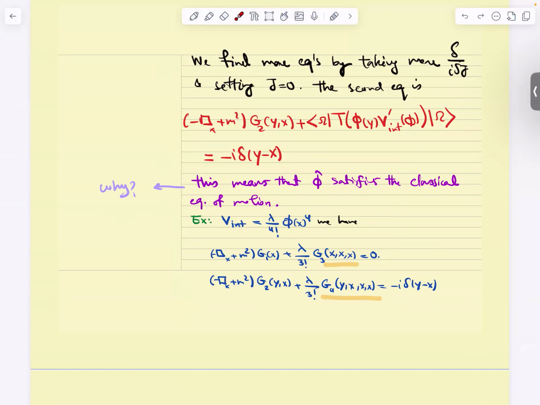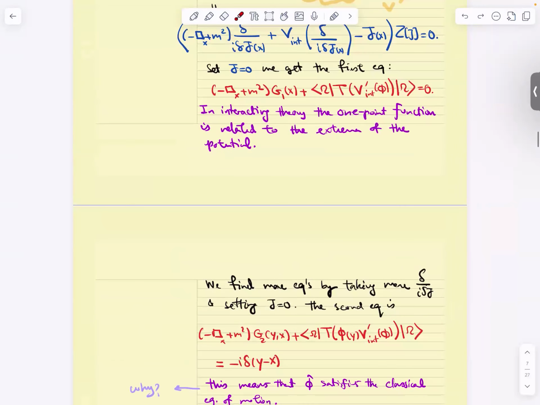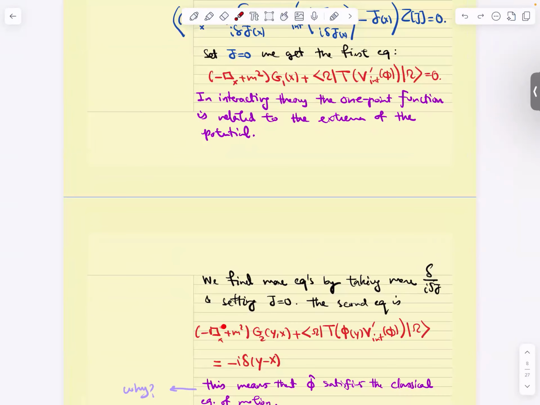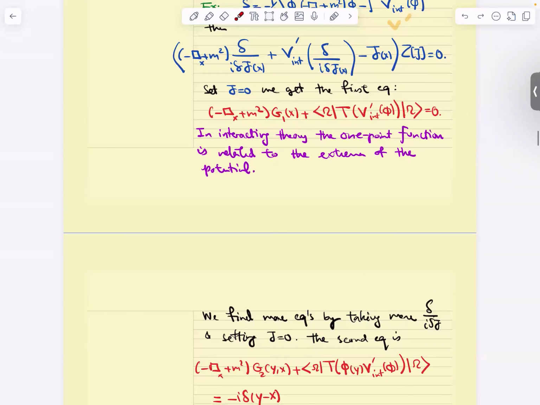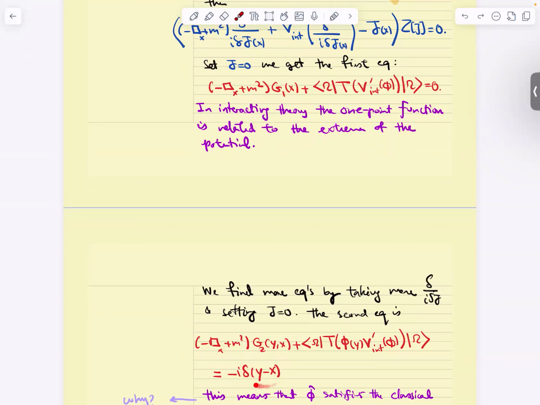You get more equations by taking more derivatives with respect to J and setting J equals 0. So the next equation that you obtain is minus, again, the Klein-Gordon operator acting this time on the 2-point function, because I'm taking 2 derivatives, right? Plus the expectation value of phi V prime is equal to minus i times this delta function. Can you see where this delta function comes from and why there was no delta function here?